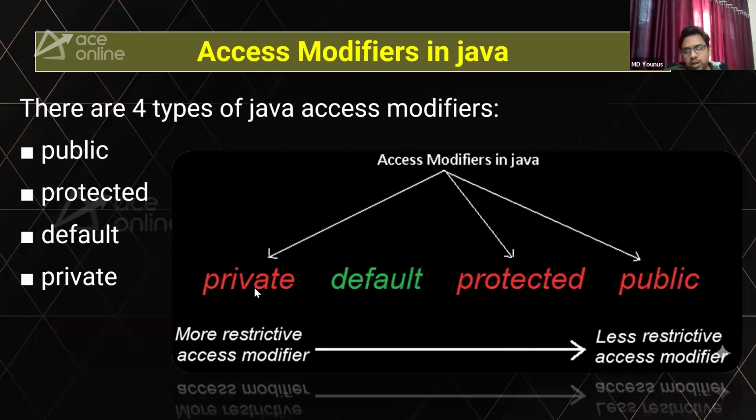See, in this picture, I kept private, protected, and public in red color for some reason. Can you tell me why default is in green color? Why does it look different here?